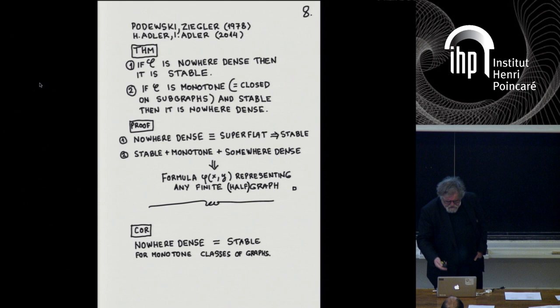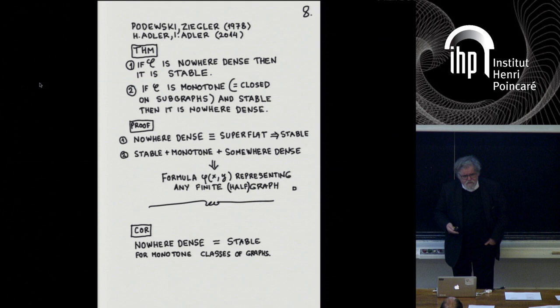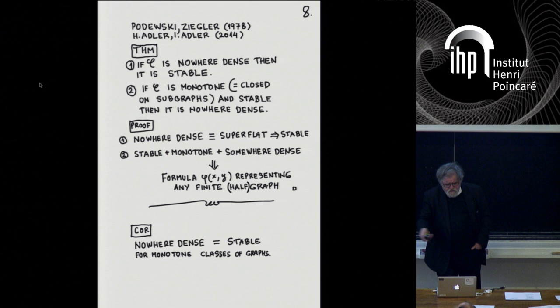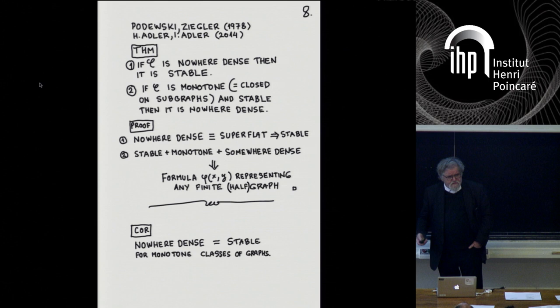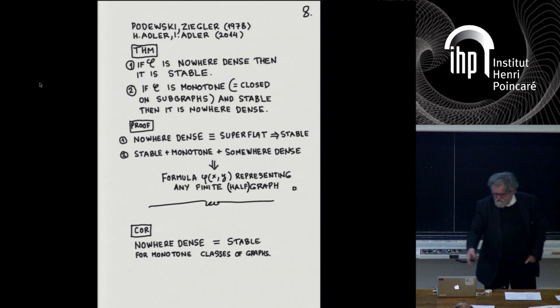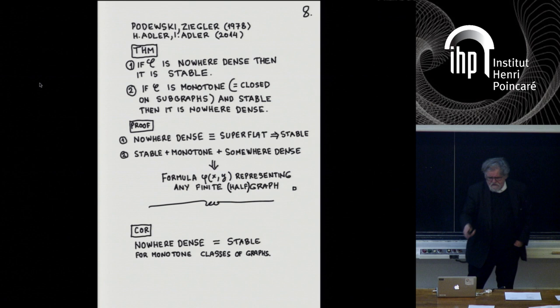If you speak about classes of graphs which are monotone, which is a natural combinatorial assumption, though not so natural in the model theoretic sense, and I will say a few words about it in a second, then these two notions are exactly the same. Sorry, if you speak about graphs in the language of graphs, it is the same. There is a new development to it. Podewski and Ziegler is a model theory paper about infinite graphs. They just prove what is on the slide.